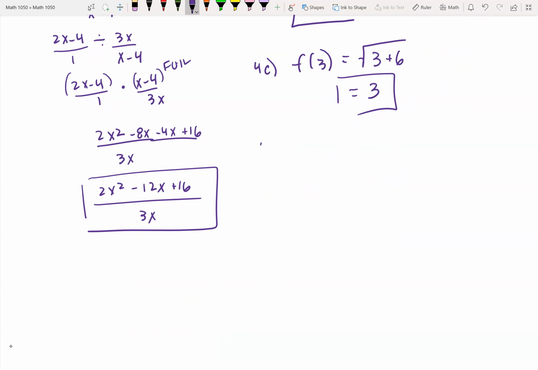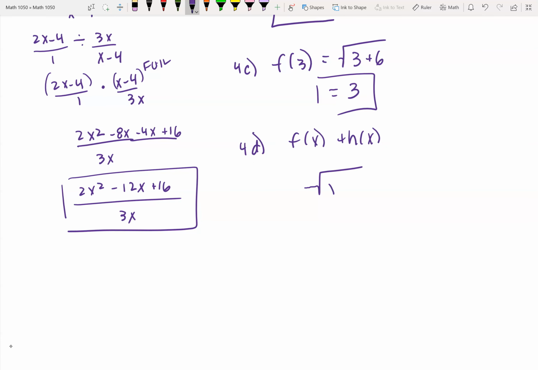Okay, question 4d. This means take f of x and add h of x. So your f of x is a square root. Your h of x is 2x minus 4. Literally, that's all you can do. There's nothing you can do.